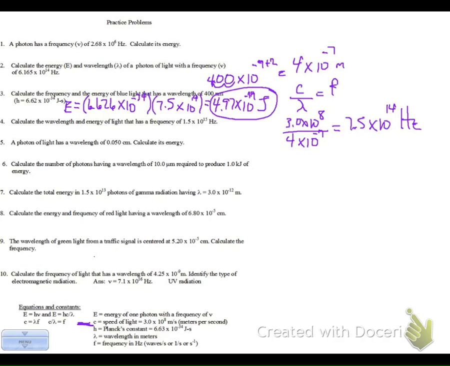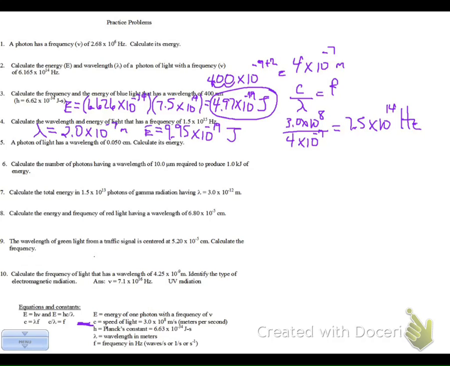All right, I'm going to give you a chance to do number 4. Hit pause, work number 4, and I'll give you the answers on the screen. Alrighty, number 4, I hope you got that lambda equals 2.0 times 10 to the minus 7 meters, which would be 200 nanometers, and then the energy of the photon is 9.95 times 10 to the minus 19th joules.